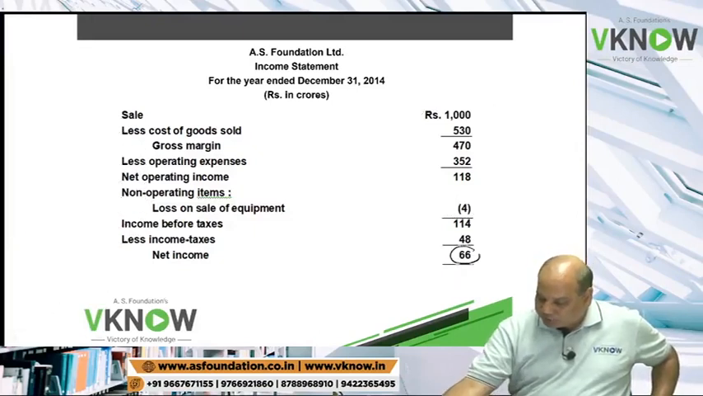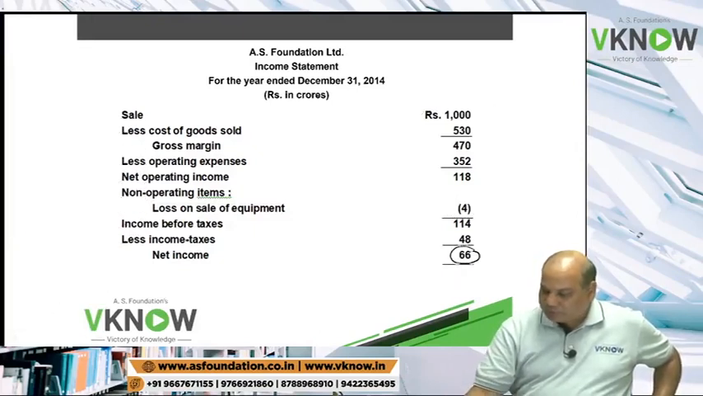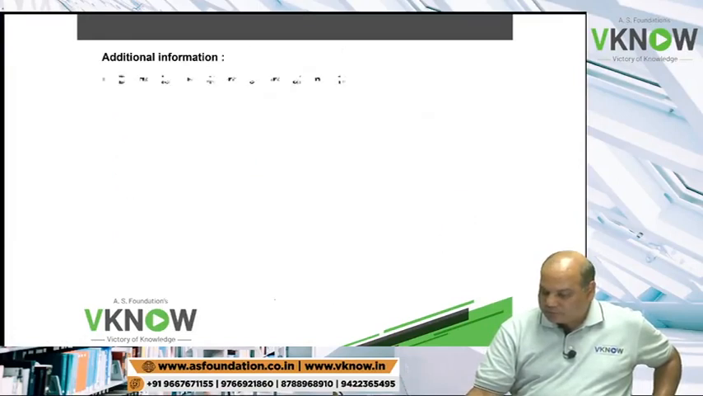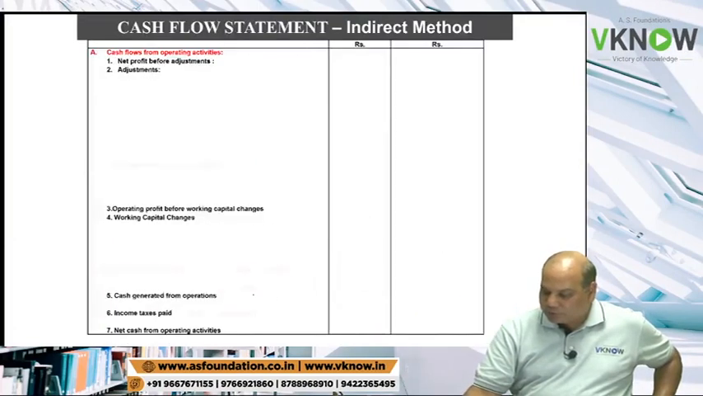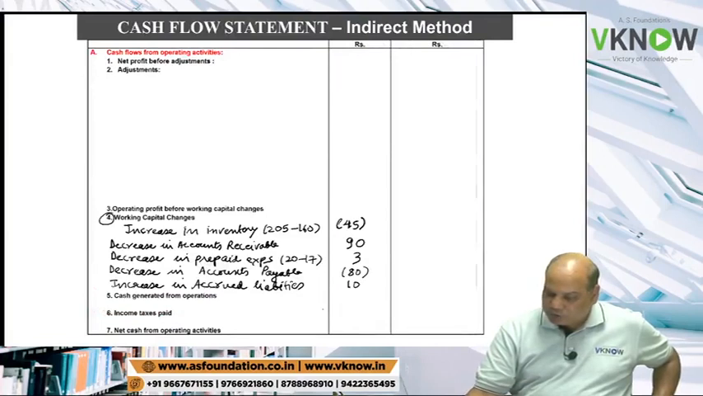So we'll start with net profit. Start from last item, net profit. Net profit you will write in cash flow from operating activity.